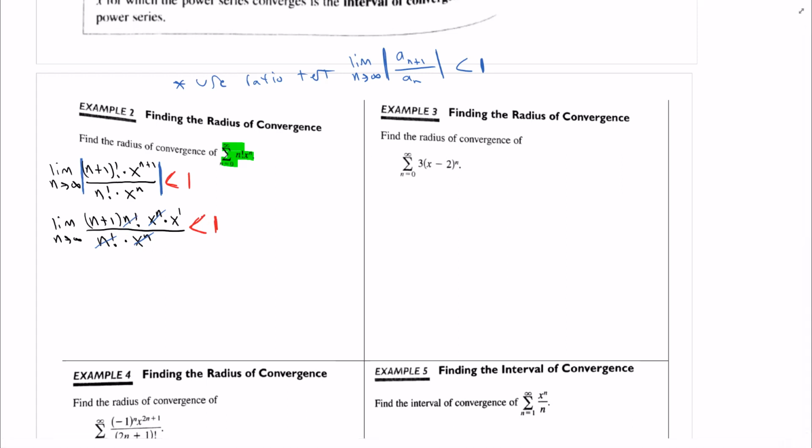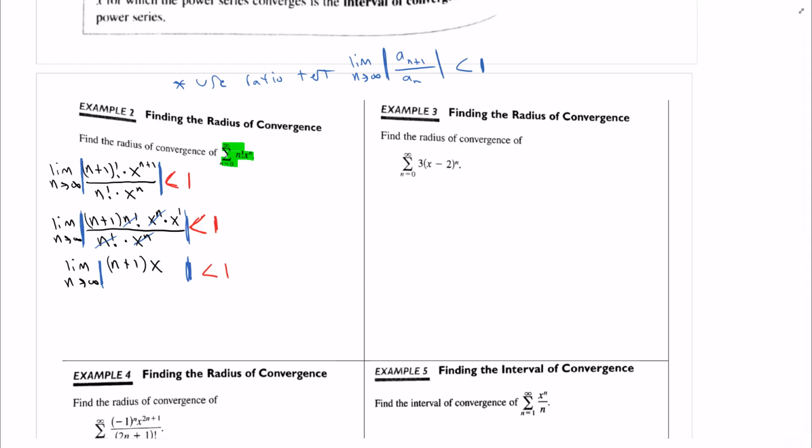Ooh, I forgot it again. Don't forget our absolute values. Those are important. And we're going to be left with the limit as n goes to infinity. Write those absolute values first, so don't forget them, of (n plus 1) times x. And we want to know, when is this less than 1?